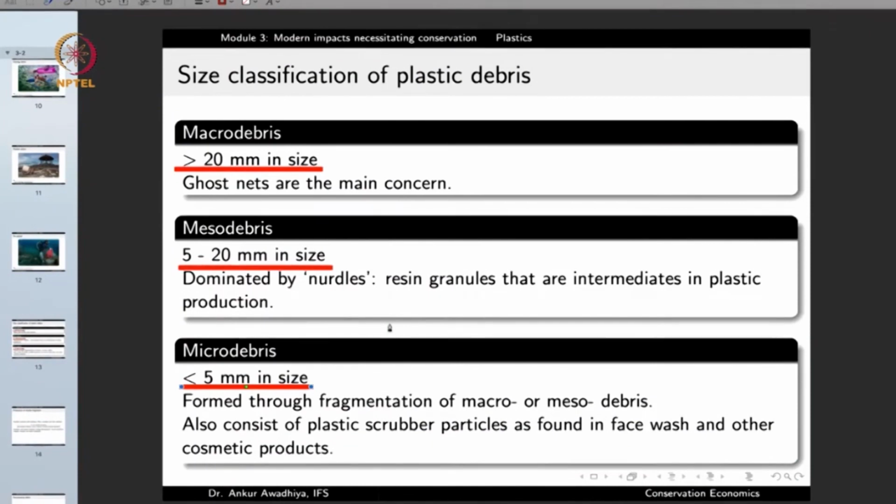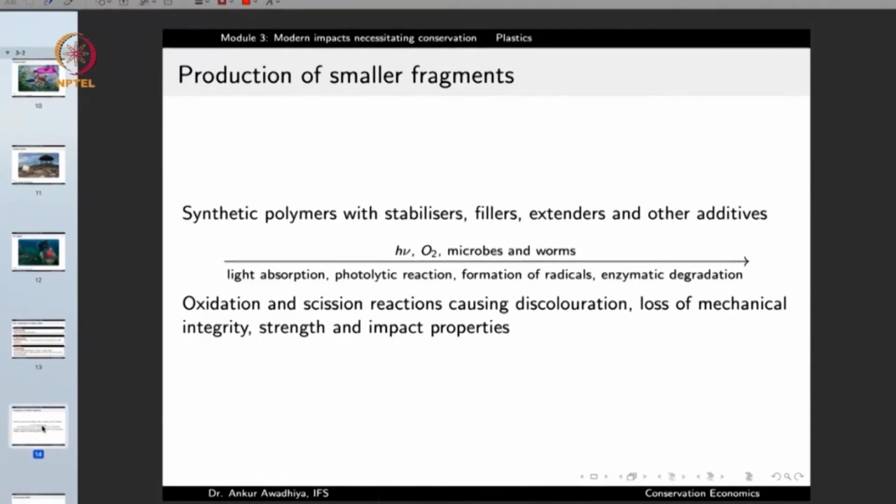So these are the three size classifications of plastics: macro debris greater than 2 centimeter in size, micro debris less than 5 millimeter in size, and meso debris everything in between.